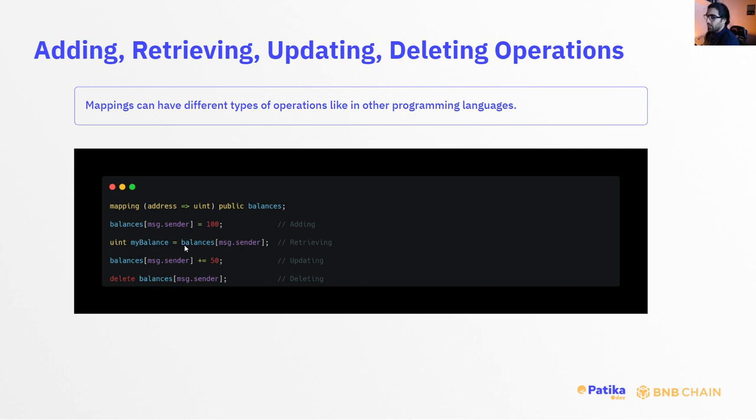For example, you int my balance, and there's a balances mapping here, and you want to set this key's value to this my balance. And when it comes to updating it, it's just a very basic logic here. Balances message.sender, and you can do anything you want. Since it's a uint, you can increment or decrement its value. So when you want to delete, you need to use this syntax. Basically, delete keyword, then balances message.sender. Then this key value pair will be deleted from the mapping.